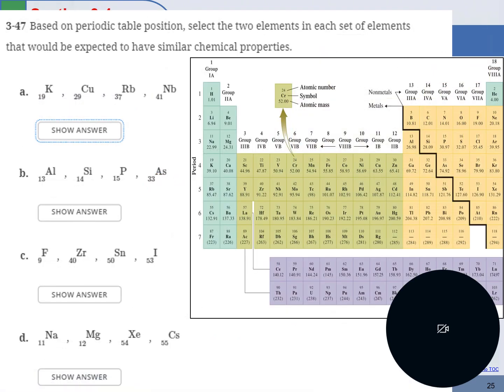For the next one, we're just going to see if we can figure out of these elements that are listed, which ones have similar chemical properties. So we'd be looking really for the same group. And for A, it would be K and Rb. They're both found in group 1A. For B, we would be looking for P and arsenic. They would be found in group 5A.